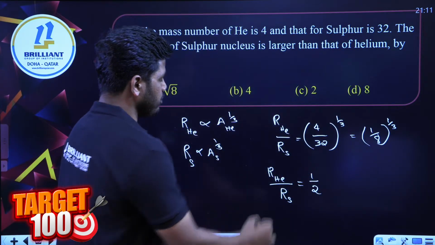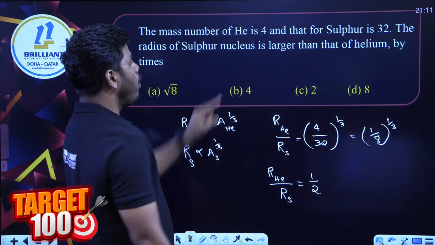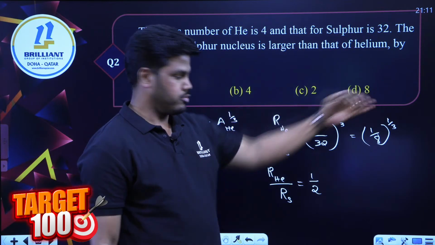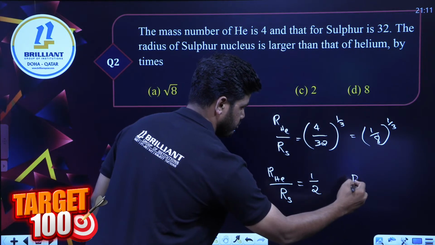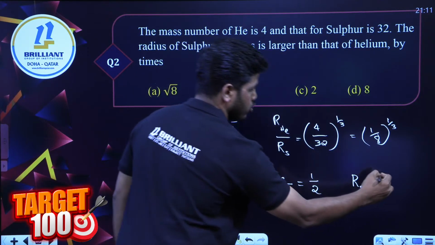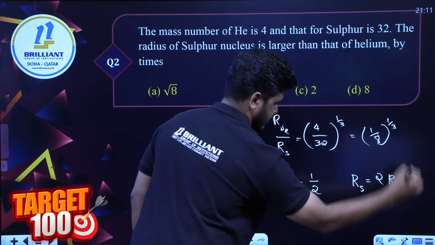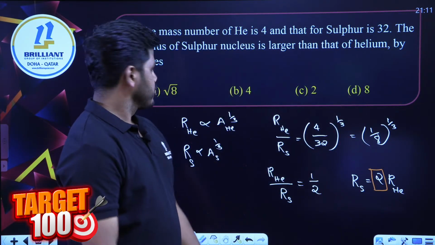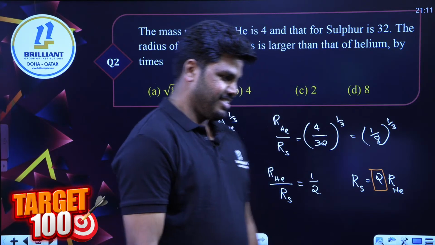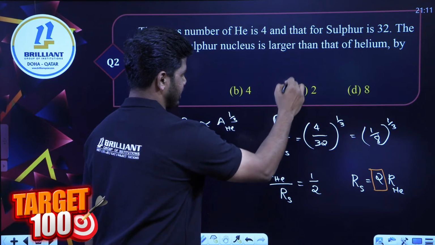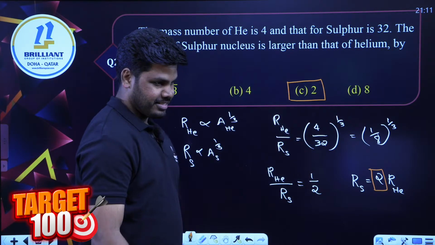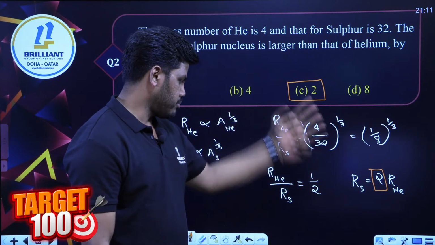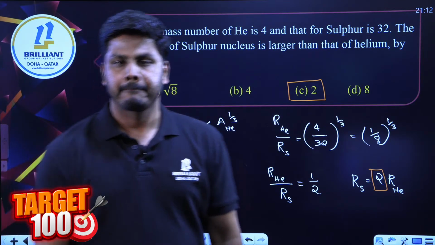Cube root of 1 is 1 and that of 8 is 2, so 1 by 2. The question is how much bigger this sulfur nucleus is than helium. So the radius of the sulfur nucleus, Rs, is equal to 2 times the radius of helium nucleus. So the fraction was 2. This is the correct answer, and that was option C. You should not spend this much time to get your answer for these kinds of questions. Just take the ratio of mass number. So option C, 2 times. Radius of sulfur is 2 times bigger than radius of the helium nucleus.